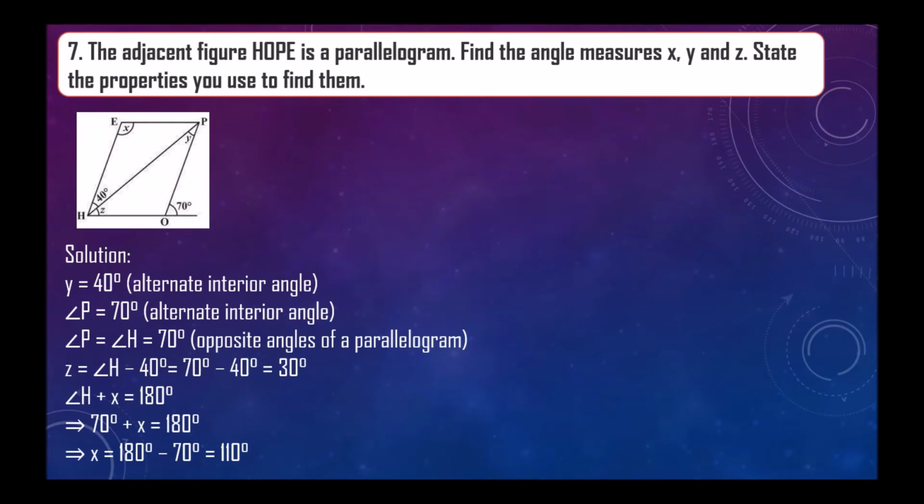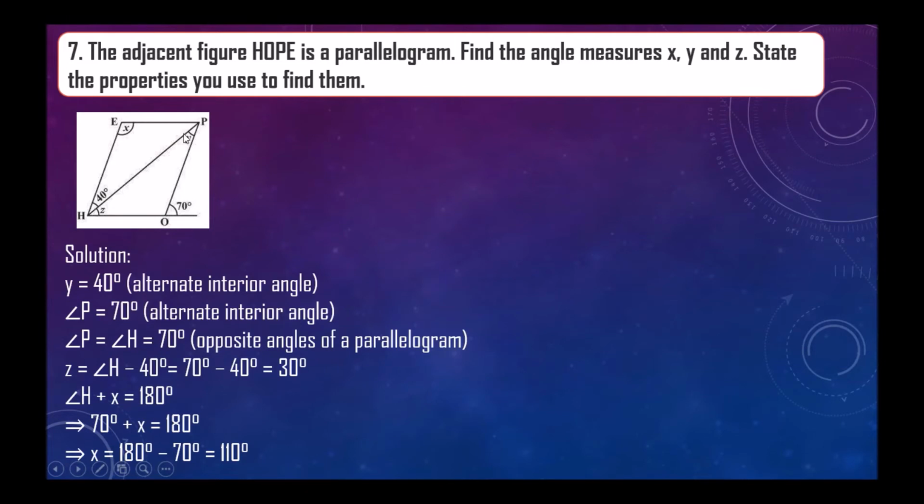Seventh, the adjacent figure HOPE is a parallelogram. Find the angle measures x, y and z. State the properties you use to find them. So y equals 40 degrees. Here y is because of the alternate interior angle. P equals 70 degrees, that is alternate interior angle.